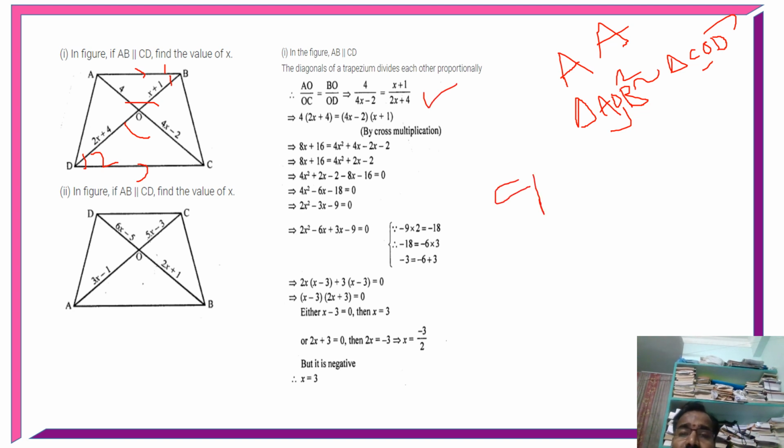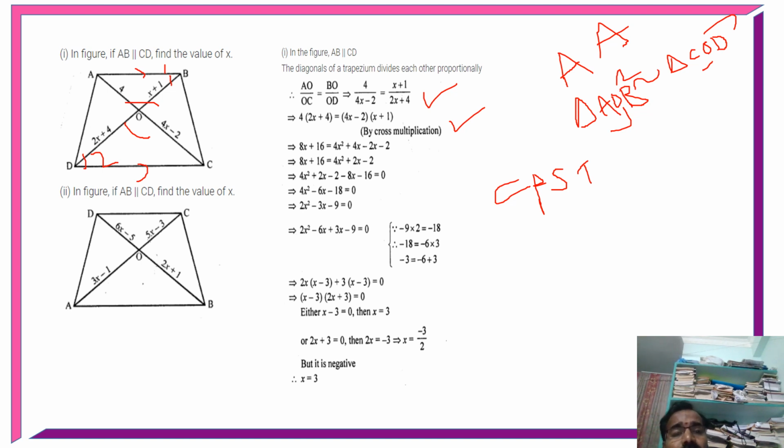CPST means corresponding parts of similar triangles, just like we used corresponding parts of congruent triangles in class 9, here with similar triangles. After cross multiplication, we have 4 of 2x plus 4, 2x into 4x minus 2 into x plus 1. By cross multiplication, 8x plus 16, 4x into x, 4x square plus 4x minus 2x minus 2.